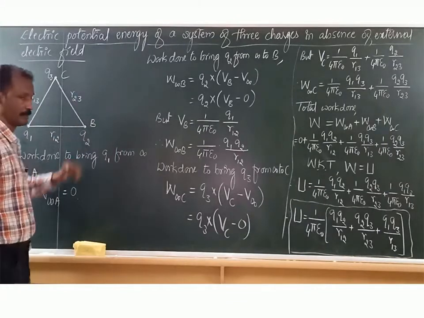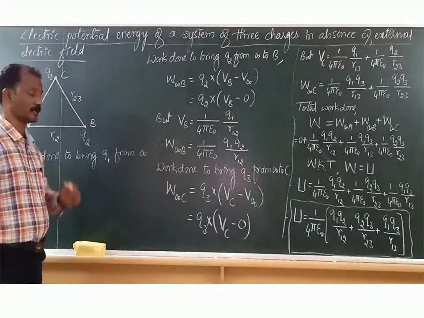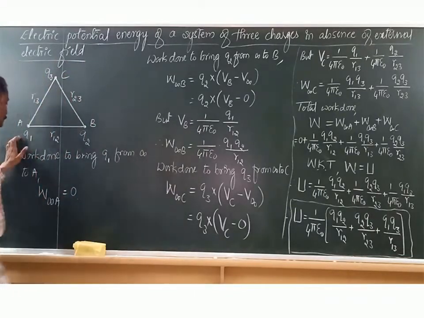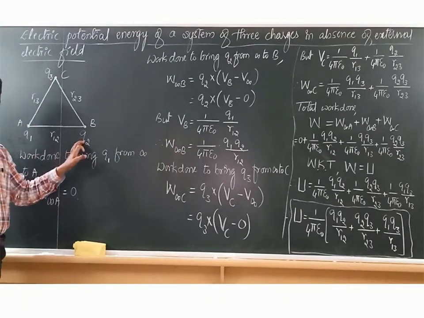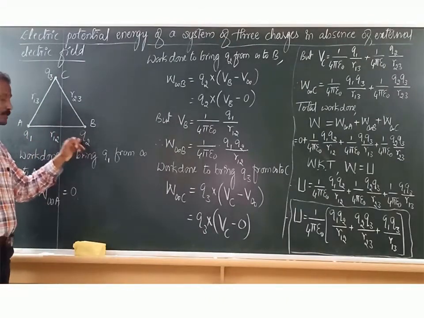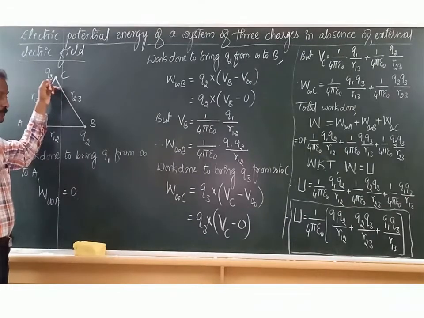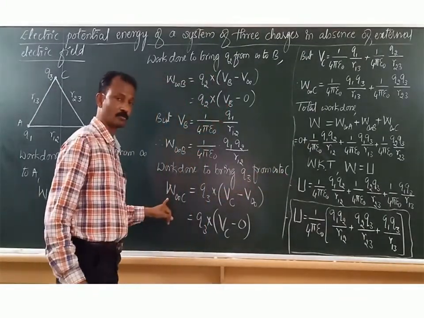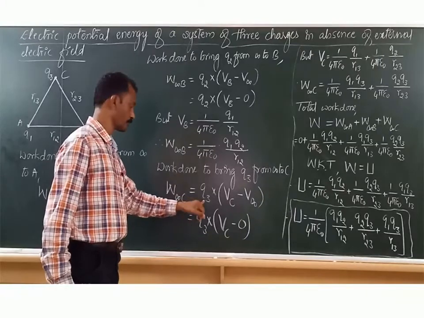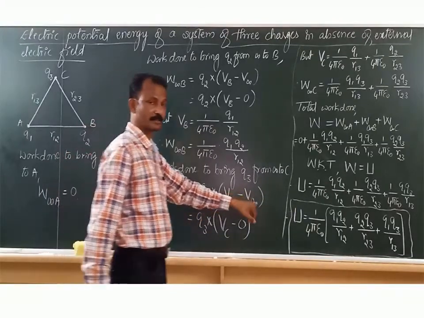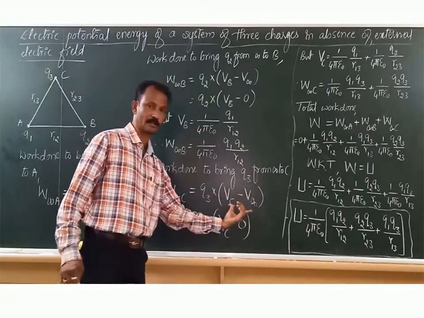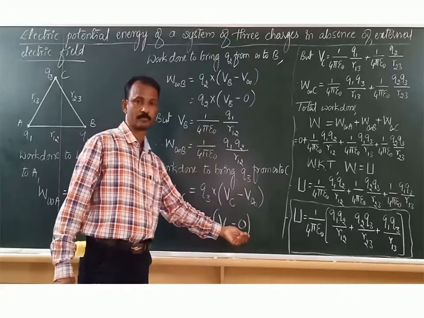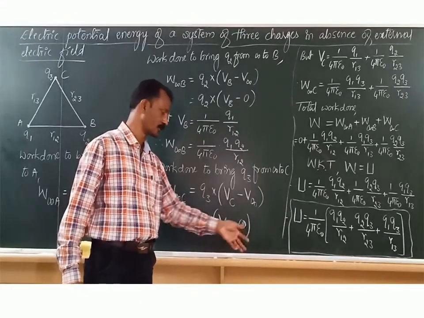Okay, Q1 and Q2 are set at points A and B. Now the third charge Q3 is brought from infinity to point C against the repulsive force of Q1 and Q2. These two oppose it, so work has to be done. So work done to bring Q3 from infinity to C is W infinity C equals Q3 into VC minus V infinity. That is charge into potential difference. So Q3 into VC minus 0, because at infinity potential is 0.